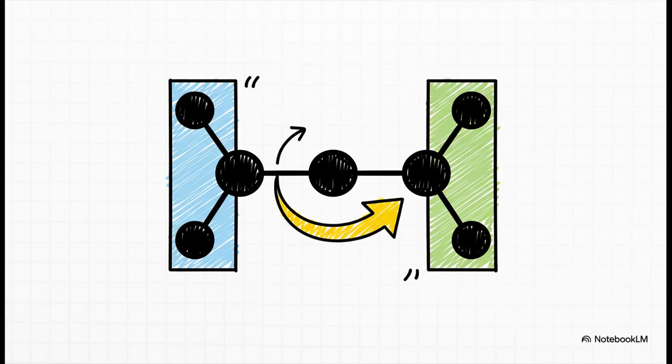Because those pi bonds are twisted at 90 degrees, the groups attached to the end carbons get locked into that same 90-degree twist. So the big number one takeaway here is that allene is absolutely not a flat molecule. It has a built-in twist right in its very structure.